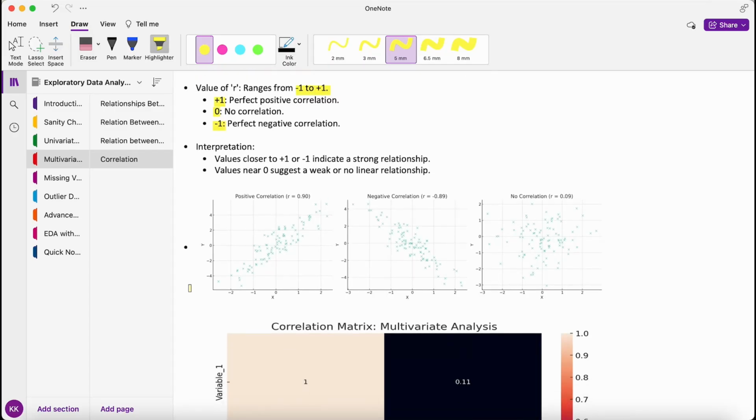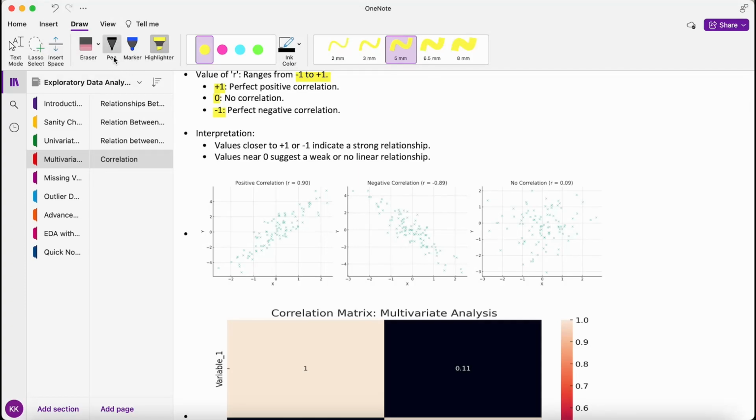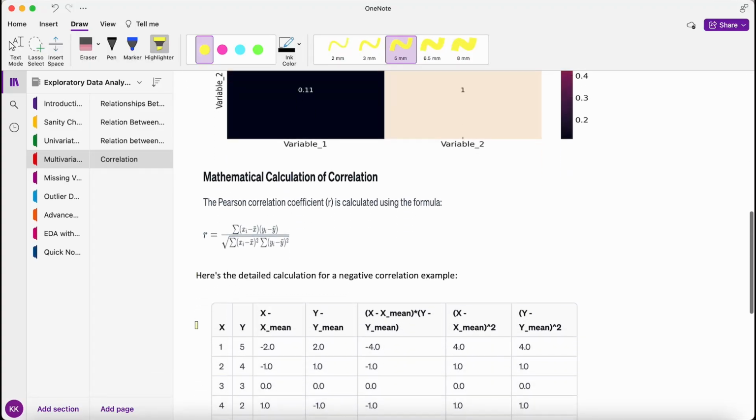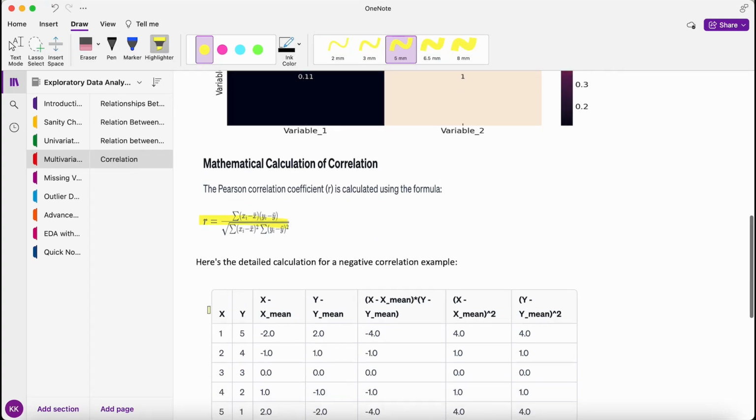Interpreting the value of R, values closer to 1 or -1 signify a strong relationship. If R is near +1, it shows a strong positive linear relationship, and if R is close to -1, it indicates a strong negative linear relationship. Values near 0 imply a weak or non-existent linear relationship between the variables. The formula for R is the sum of the product of the standardized values of x and y, divided by the product of the standard deviations of x and y times the number of pairs minus 1. Sounds complex? Let's break it down with an example.